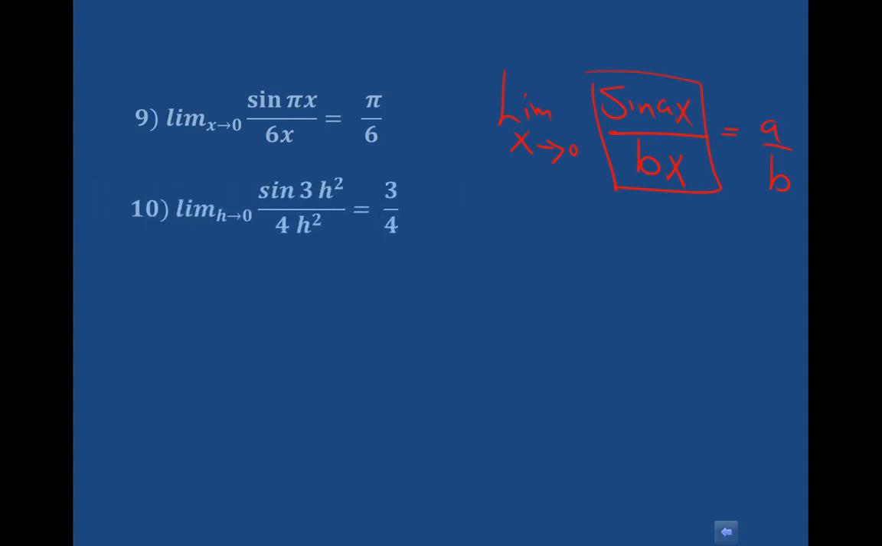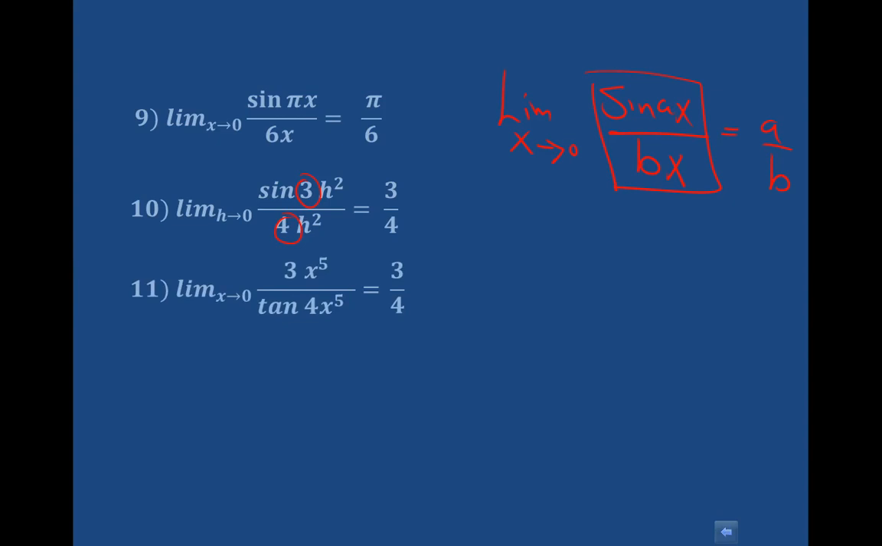Limit when h tends to 0 of sine 3h squared over 4h squared equals 3 over 4. It's the same as this rule, sine ax over bx. Then the limit equals a over b. Sine 3h squared over 4h squared, then the limit equals 3 over 4.